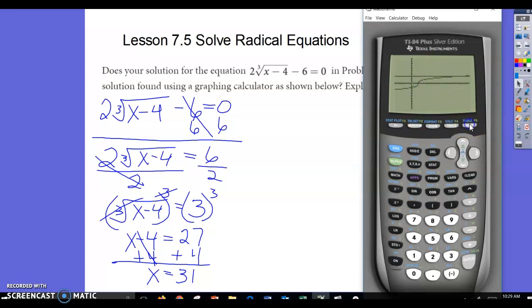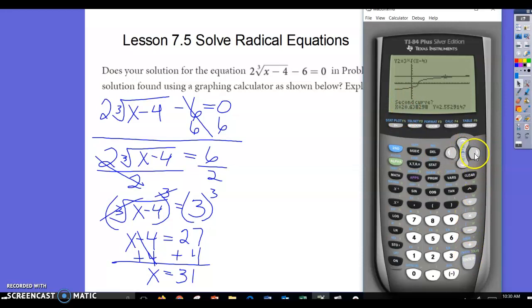All right, so when I hit graph, I can see that it is going to intersect out here somewhere. But because this is so small, it's kind of hard to see. So I can do second trace. Number 5 is intersect. So I'm going to hit number 5 because I want to find the intersection point. I'm going to scroll out through here a little bit further. I know my answer should be 31. So I can see here my x is 20 at this point.